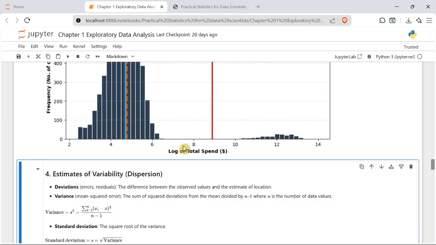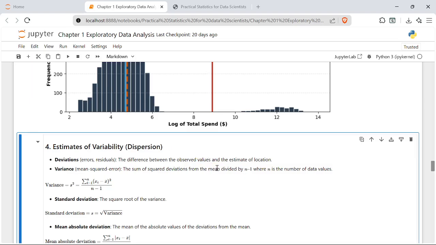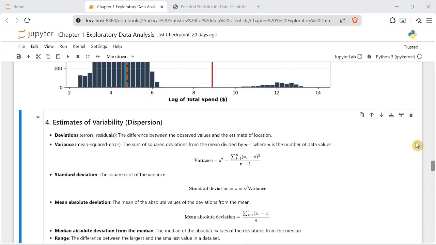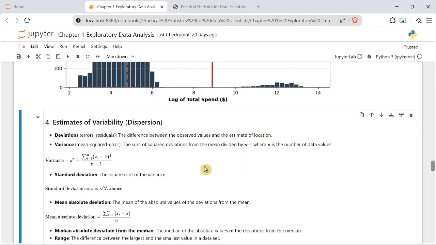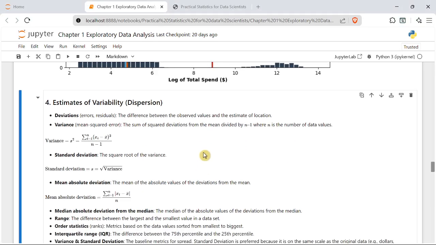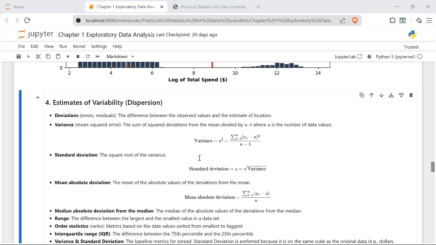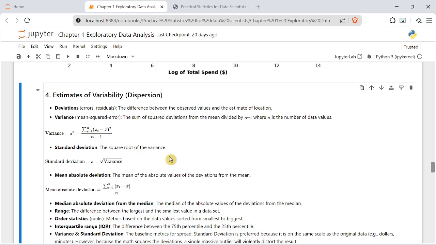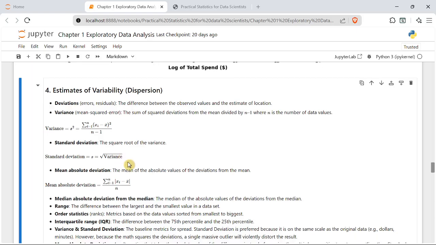So let's move to our next topic, estimates of variability, dispersion. Deviations, errors or residuals: the difference between observed values and the estimate of location is known as the deviations. Variance, mean squared error: the sum of squared deviations from the mean divided by n minus 1, where n is the number of data values, is variance.